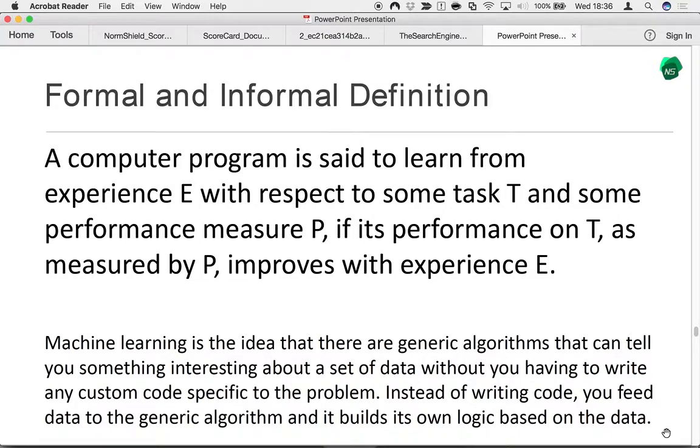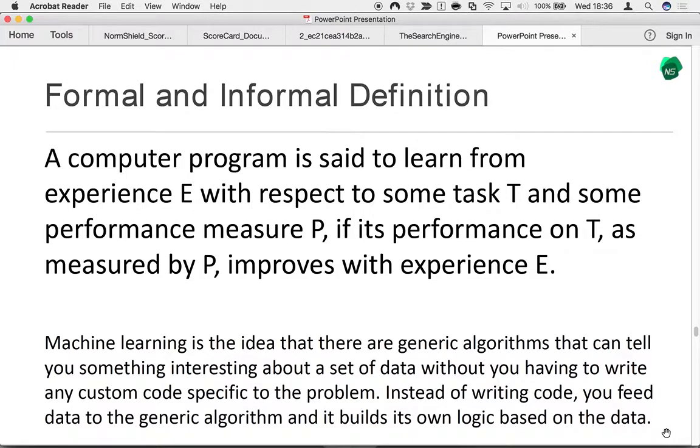So what is machine learning? First of all, people think that machine learning is some magic. No, it's a mathematical statistical analysis. Behind the scenes, you will see a lot of mathematical formulas going on, and that's what we call machine learning. But it has a formal definition too.